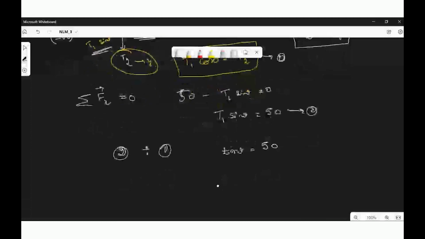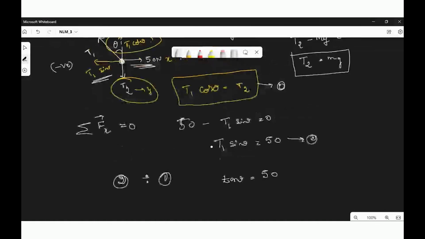50 by 0? Sorry, one minute. Did we go wrong somewhere? Just a minute. Ah, 50 divided by T2 will come. Sorry, 2 by 1 I am doing. 50 divided by T2, correct?